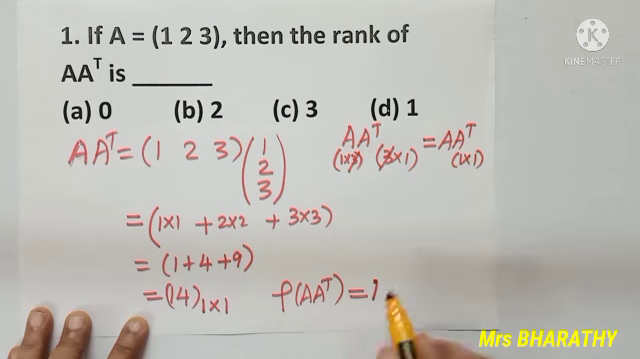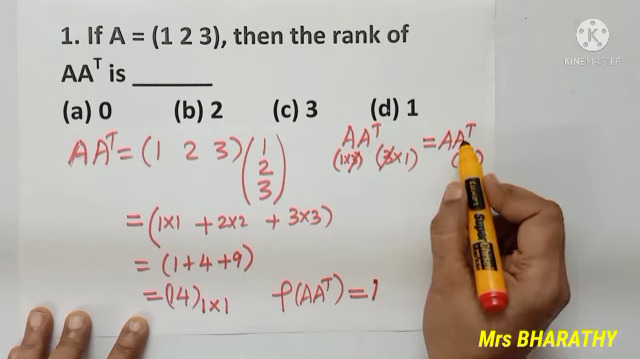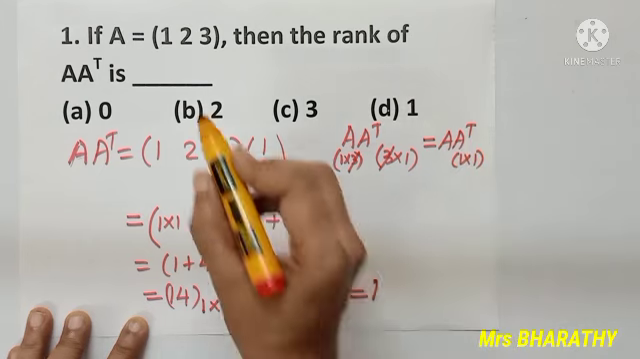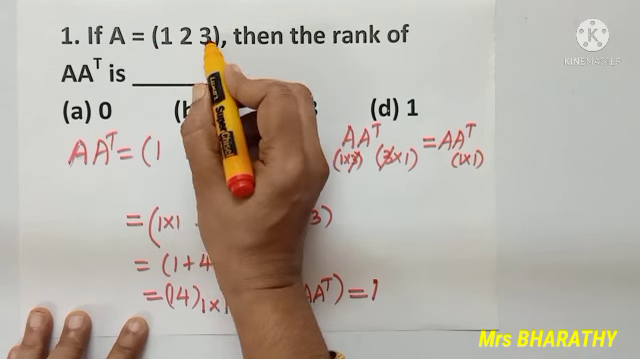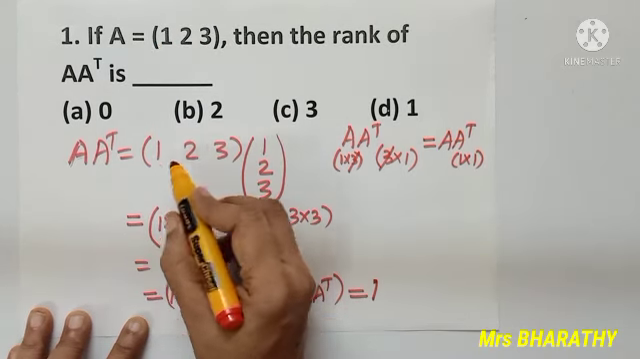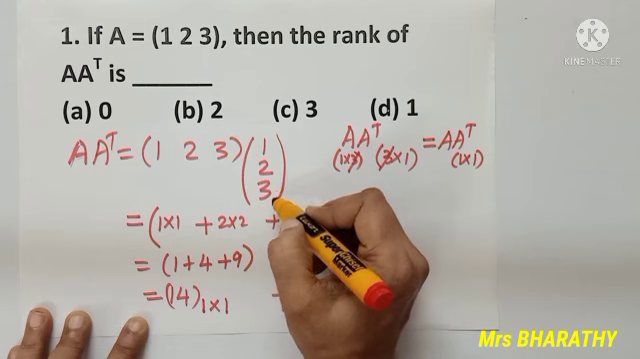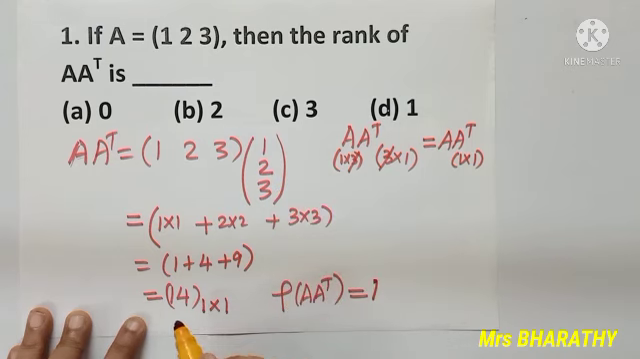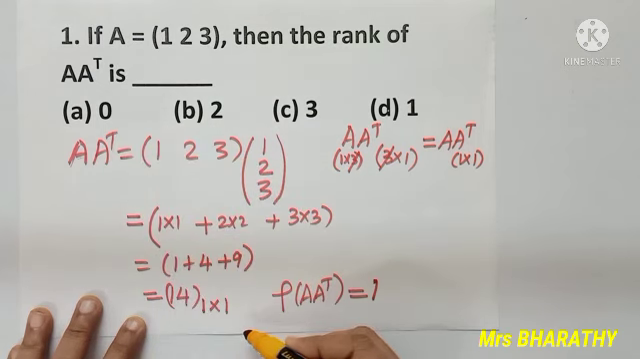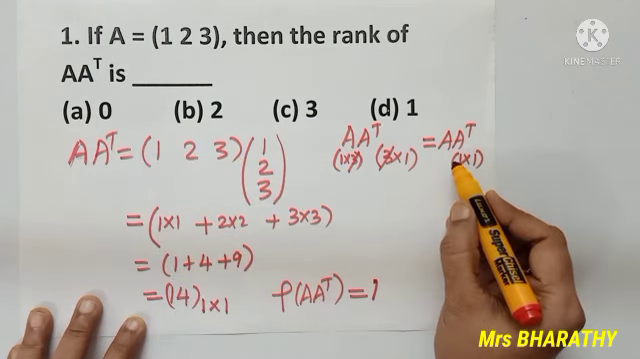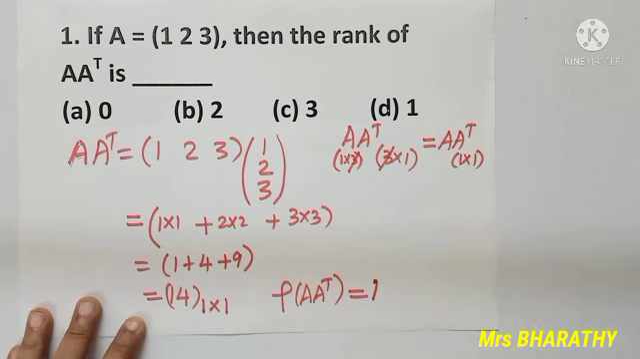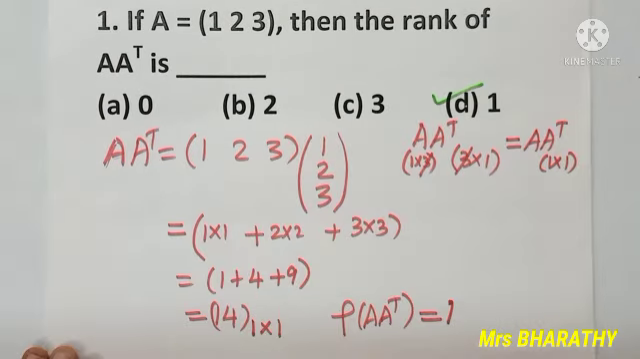Provided the answer to this should not be 0. Here all the numbers are positive. When I multiply positive numbers by positive numbers, my answer will not become 0. So without even calculating, you can simply say the rank is 1. Option D is the right choice.